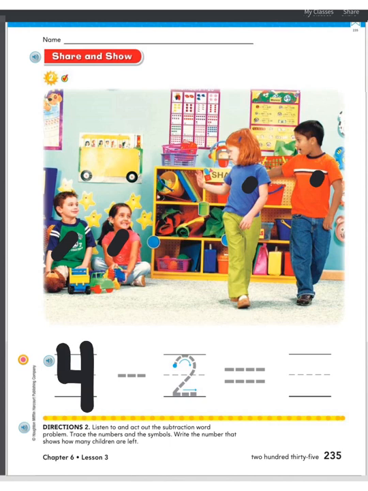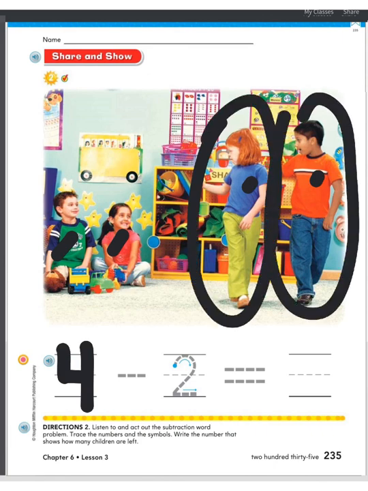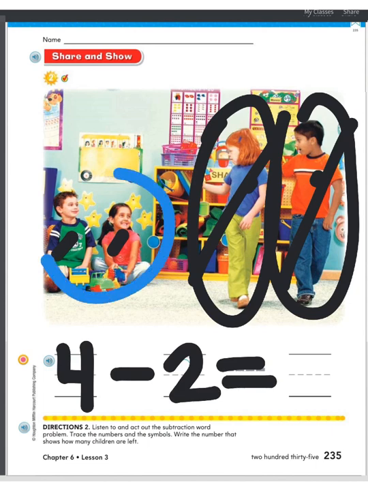How many did we take away? Well, I can see that we took away 1, 2. There they go. So we took away, remember, another way to say take away is minus, 2. Those 2 children are leaving. Now we want to find out how many are left. Well, we can see in this area that there are 2 children left. So 4 minus 2 equals 2. And we're going to do one more example of telling a story.